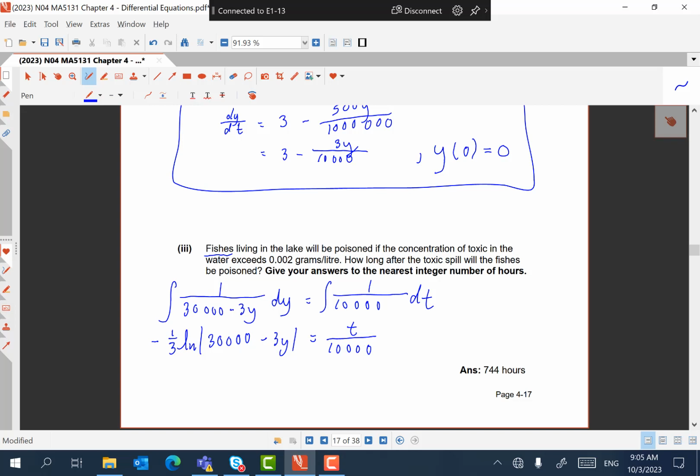And then you're supposed to tidy things up a little bit. If you tidy things up a little bit, y will be equals to 1/3 of 30,000 minus A e to the power of minus 3t over 10,000. Like that. So the path to getting the last line, I want you to try it yourself now. You must actually try yourself to get the same line as what I have.